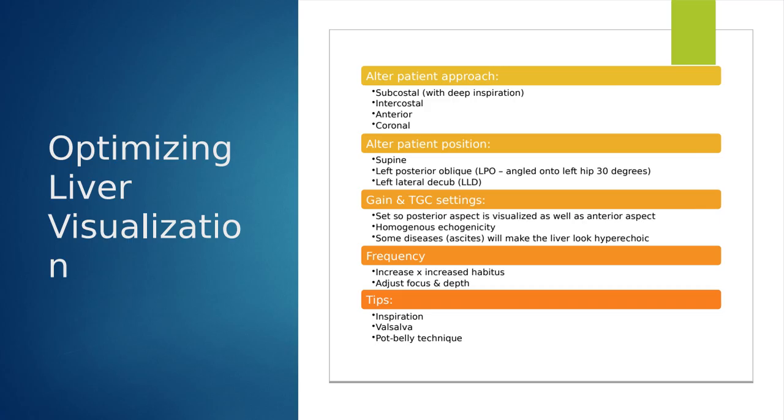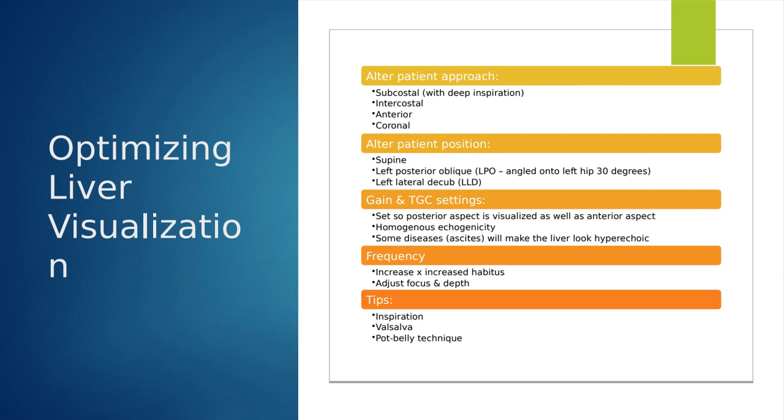How do we optimize our liver visualization? So what are some things that are within our control that we can try to implement to help us? So we need to be altering our patient approach. We're not just putting our transducer down in one window and calling it a day. We're going from anterior approach to coronal. We're going under the ribs. We're going in between the ribs.